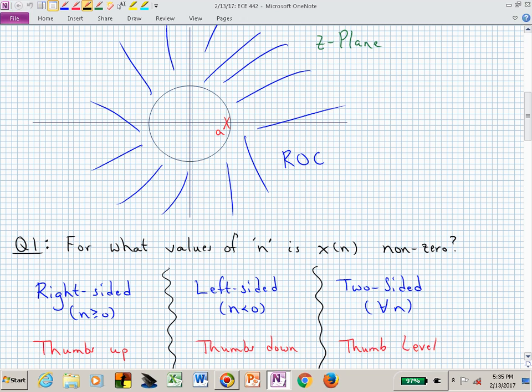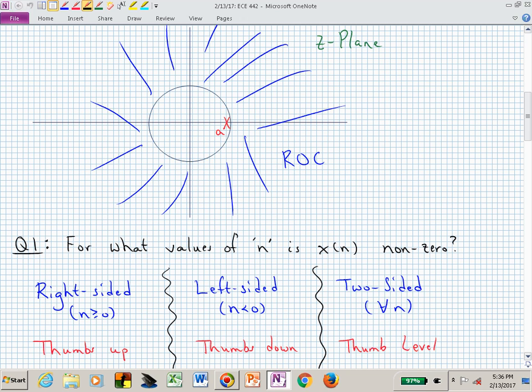All right, at the count of 3, I want to see thumbs. Thumbs up means it's right-sided, or for non-negative values of n, that x of n is defined, or has non-zero values. Thumbs down means it's negative indices, n less than 0. And thumbs horizontal means it's true for all n, plus and minus the integers. 1, 2, 3. For those of you that brought dinner and can't raise up your thumbs, you're teasing me.